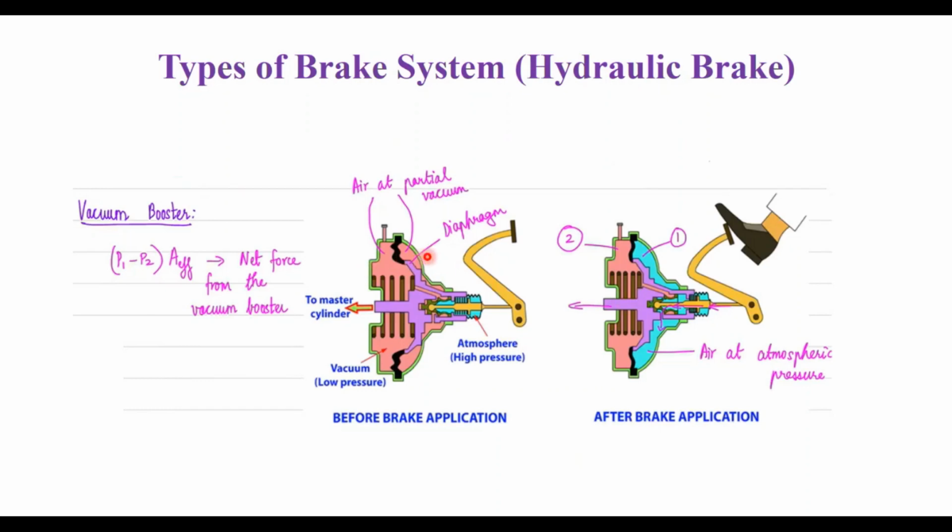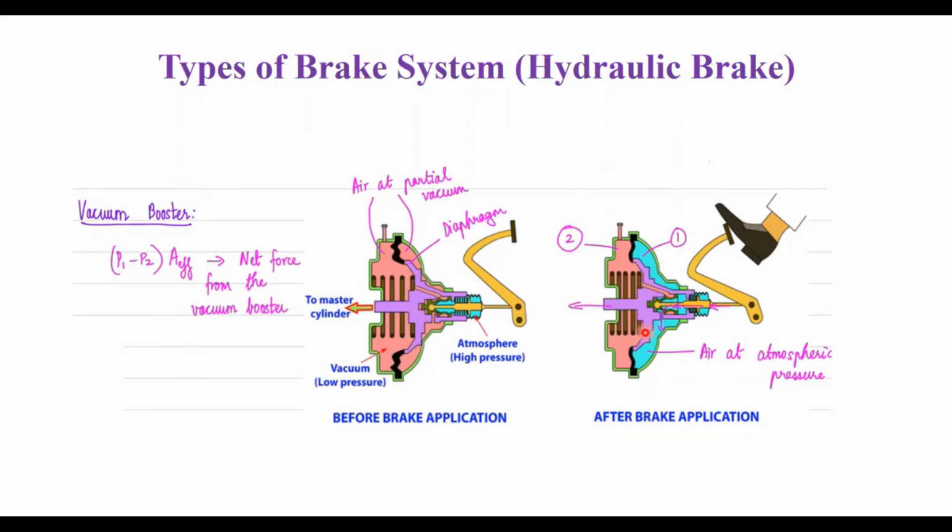In the case of the vacuum booster, before brake application, you have P1 minus P2 times the effective area, which is nothing but the net force coming from the vacuum booster. What happens here is you have the air in between at partial vacuum before the brake is applied in the hydraulic brake system. And after brake application, you get the same P1 minus P2 times the effective area, but in this case P1 and P2 become equal.